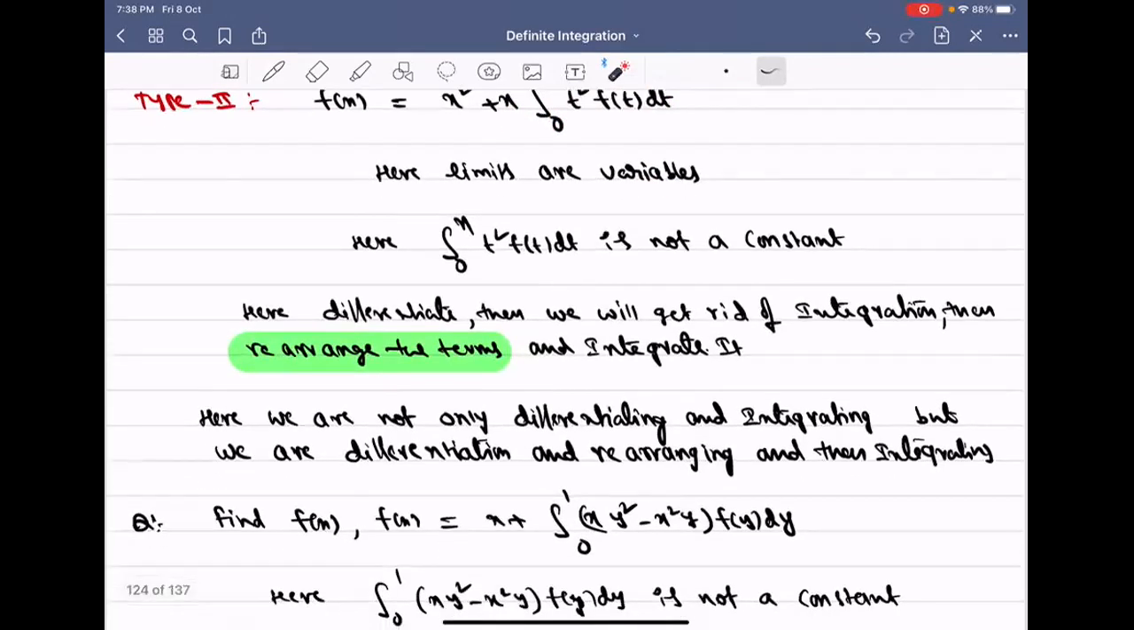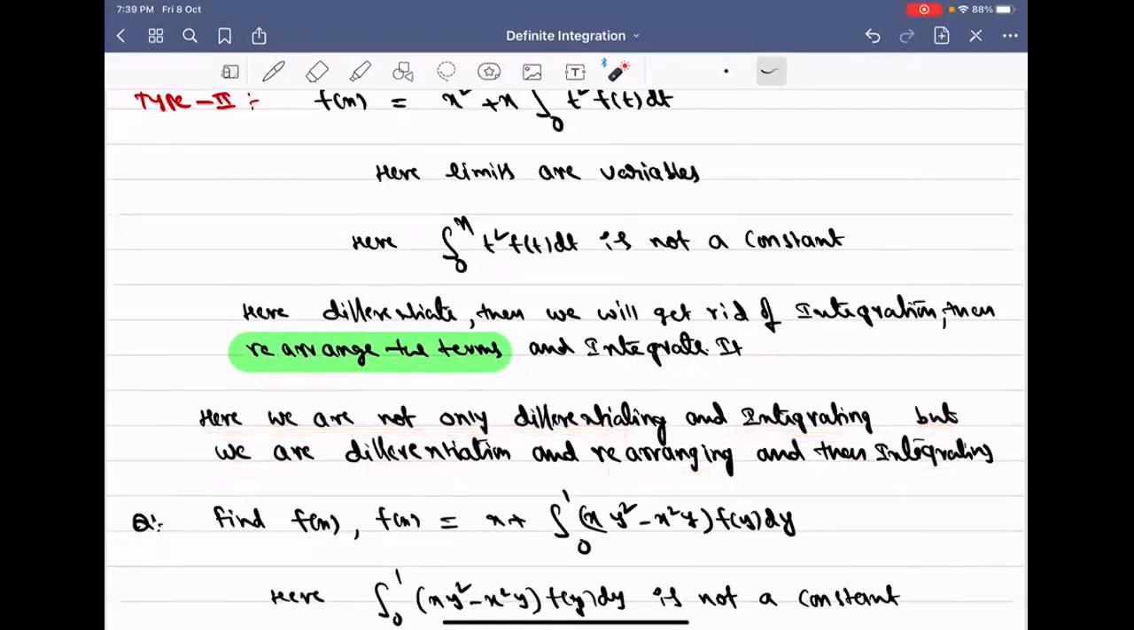So here, what to do? The integral from 0 to x of t square f of t dt is not a constant, because it is a variable. The method is: differentiate, then we will get rid of the integration symbol. Then rearrange the terms. This step is important. Then integrate. We are not directly differentiating and integrating; we are differentiating, rearranging, and then integrating.